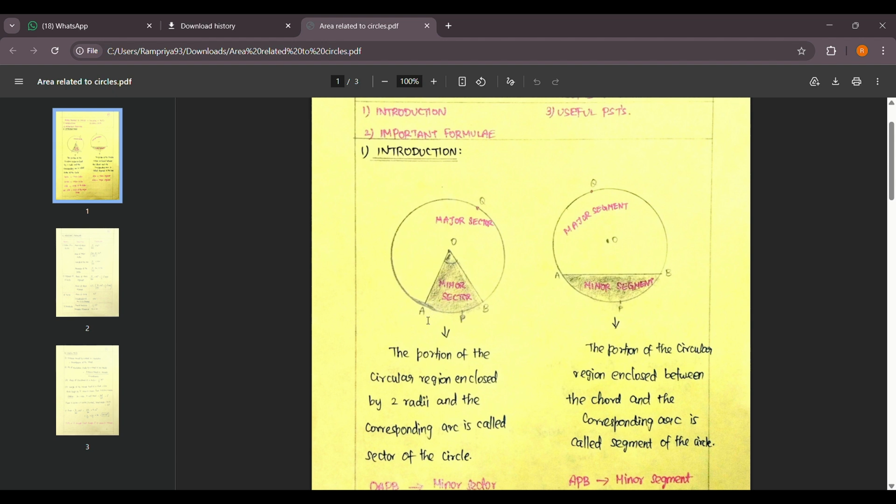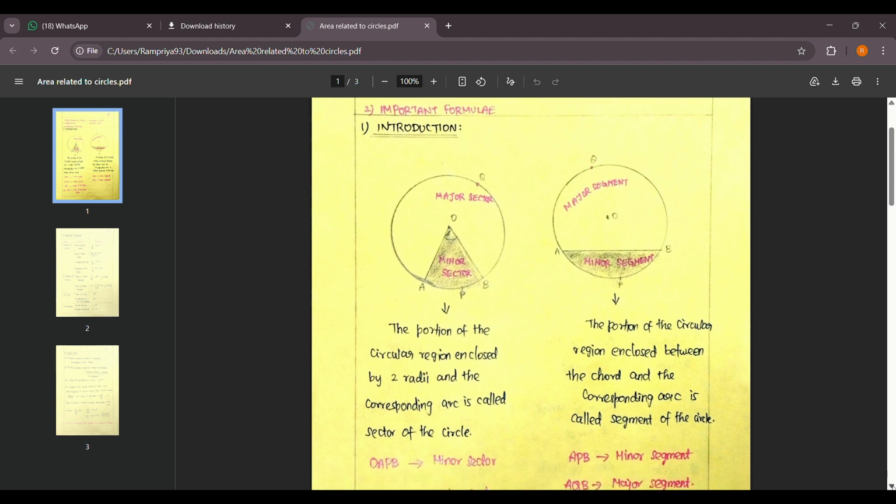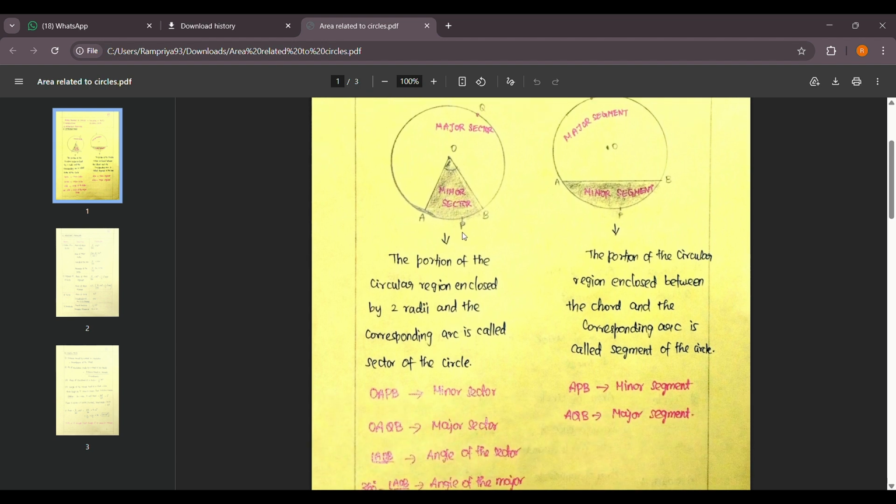OAPB is the sector, and this sector is very small, you can see. So it is called a minor sector. The remaining portion in the circle apart from the minor sector is nothing but the major sector. This is the easier way to understand. So OAPB, OA and OB are the radii, and this is the arc. This portion is the minor sector, and the remaining portion in the circle is the major sector. So OAPB minor, OAQB major, AOB, this angle.